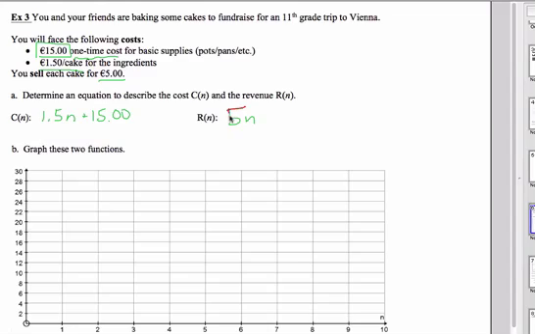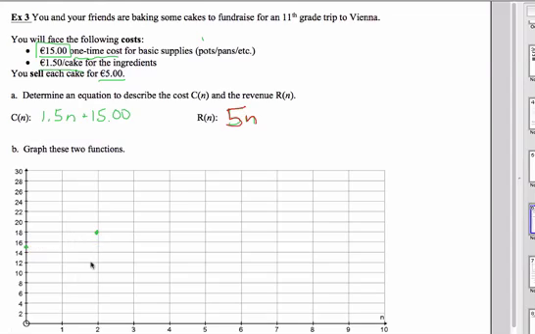Actually, I'm going to use a different color for both of them. So I'm going to graph the cost in green. I'm going to start with the y-intercept of 15, and the slope is 1.5. So I'm going up 1.5 per cake, that means for every 2 cakes, I'm going up 3. So I'm at $15. If I sell 2 cakes, I'll be up to $18.